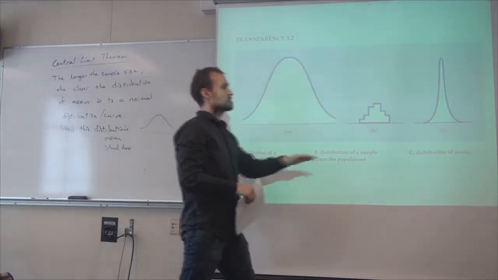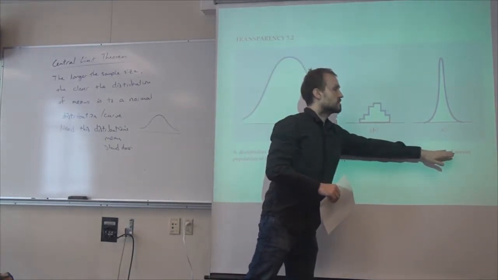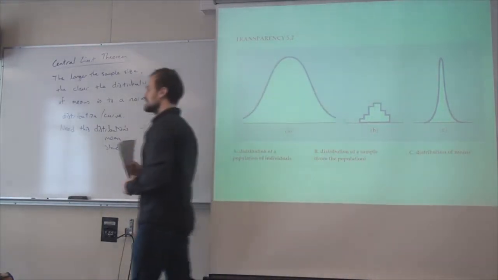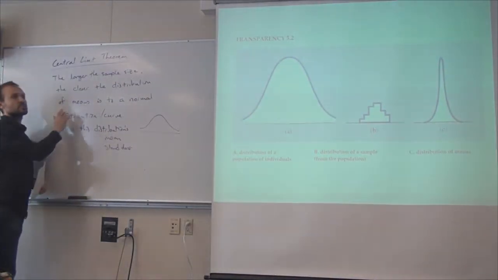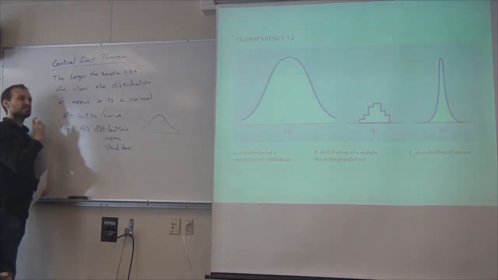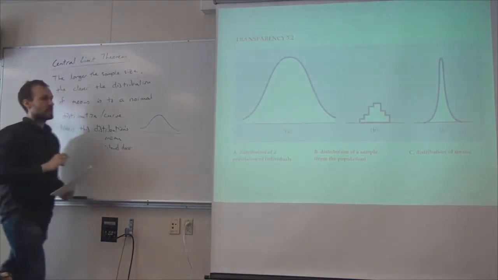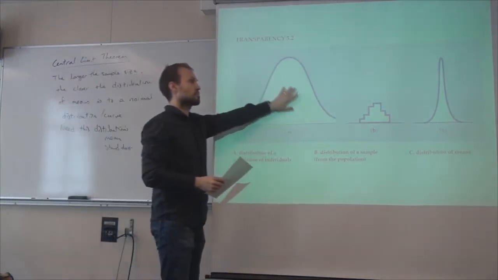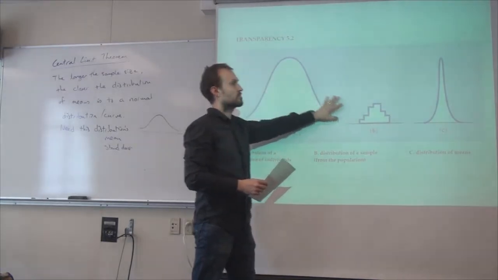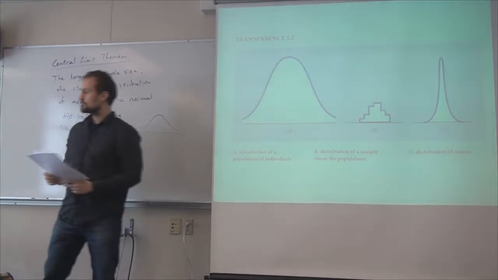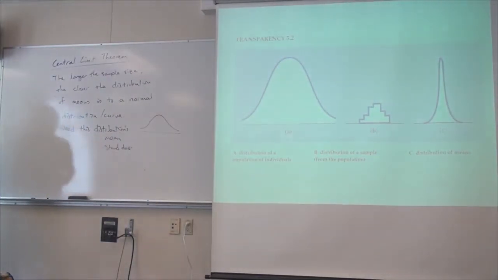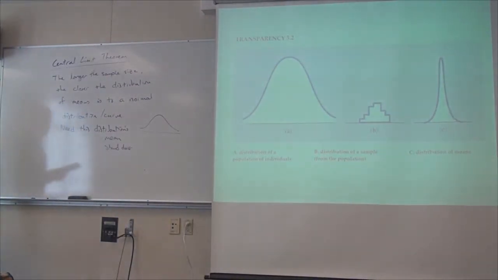When I look at the distribution of all sample means, that is also a normal distribution, but slightly different than the population. And in fact, the population distribution doesn't have to be normal. It could be something very different, but this is still a normal distribution. That's what the central limit theorem is telling me.